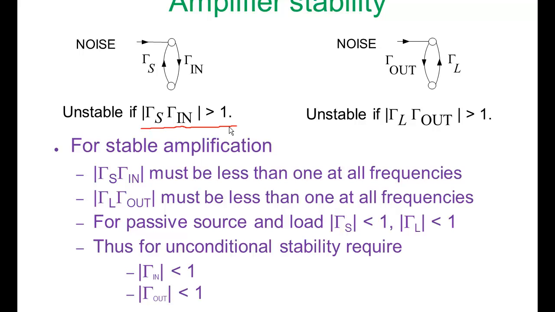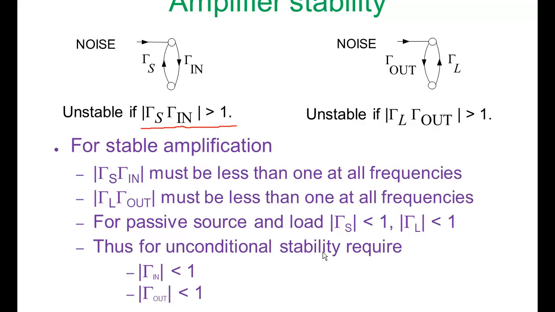We tend to have problems at low frequencies because gamma S times gamma in for a FET in particular tends to blow up at low frequencies. That is, it'll blow up if we don't take into account design. So gamma in certainly will go up because S11 goes up. So we have to make sure that gamma S becomes small enough that it suppresses oscillation. We must have a similar situation at the output. The magnitude of gamma L times gamma out must be less than 1 at all frequencies.